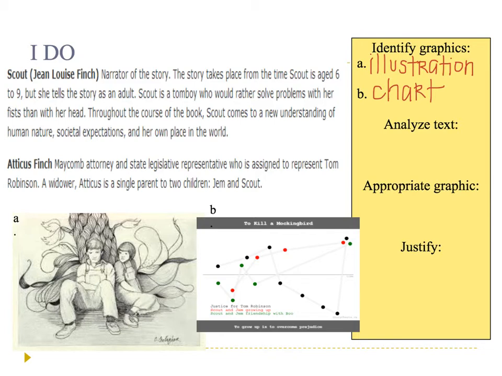So when I look at the text, I see characters' names with brief descriptions. So this makes me think that this text is a character analysis of Scout and Atticus. So I'm going to write that down for my analyzing the text because I think that that's probably the main point. So I'm going to put down character analysis here.